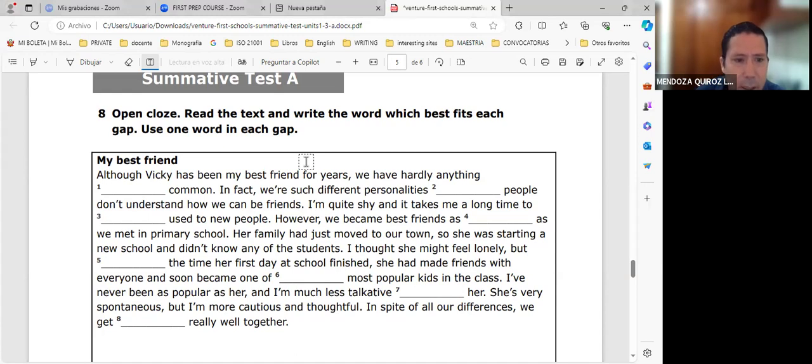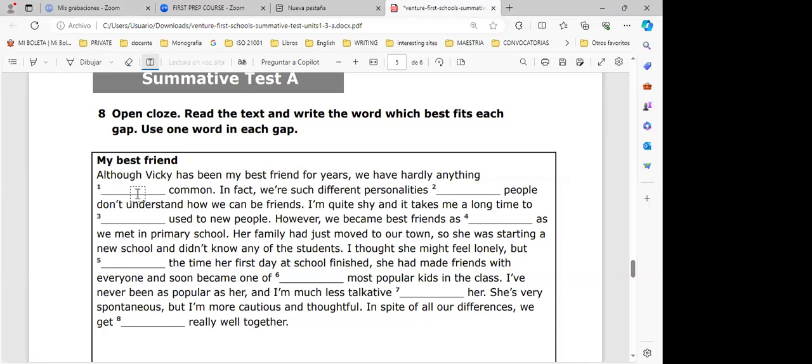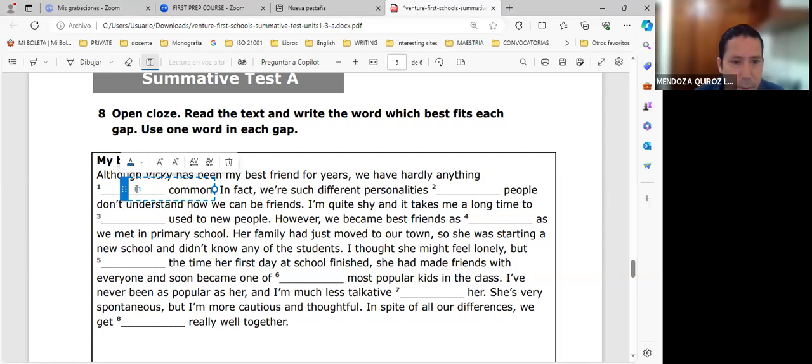Number 1, although Vicky has been my best friend for years, Andrea, we have hardly anything in common. In common, nice. Mario, number 2, in fact, we're such different personalities that.